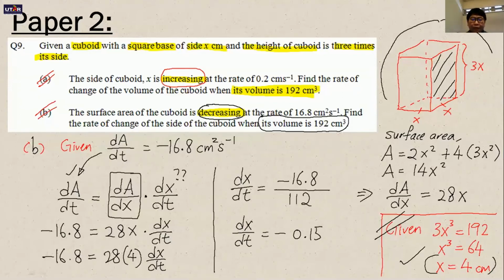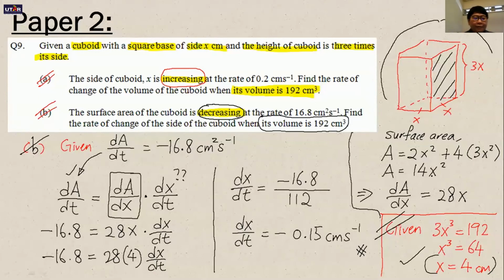The unit, this is the side, so centimeter per second. So this is the unit. Okay, so this is the answer for part B. Any question? If you have any problem, you can type in the chat box. We will answer your question.